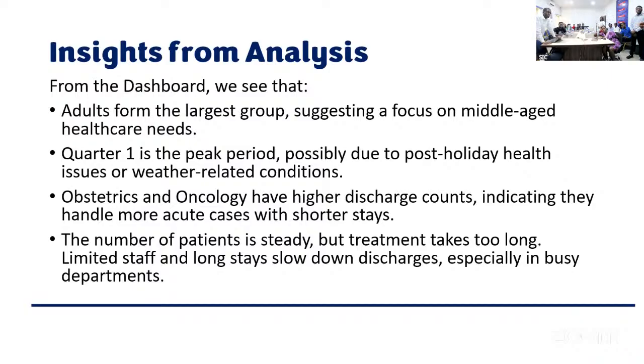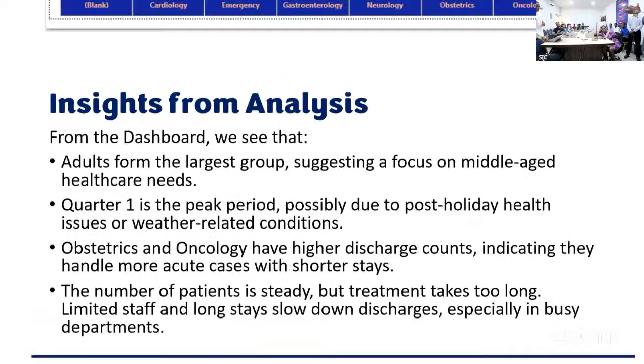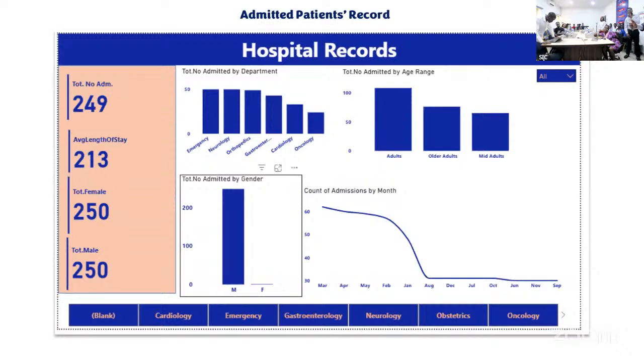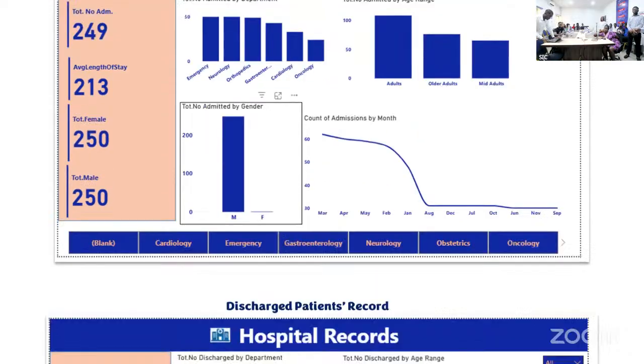The next thing we can also notice from the data is that the first quarter of the year is a busy period, possibly due to post-holiday health treatment or weather-related conditions. We noticed that between January to March, there was a high increase in admission of patients. The number of admissions drastically reduced in August. These are the insights.